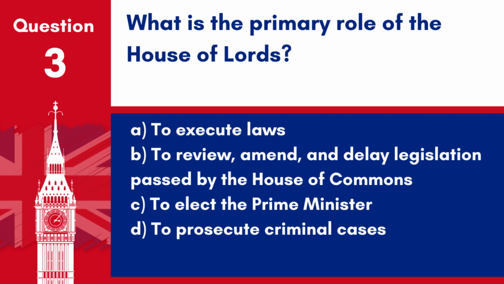Question 3. What is the primary role of the House of Lords? A. To execute laws. B. To review, amend, and delay legislation passed by the House of Commons. C. To elect the Prime Minister. D. To prosecute criminal cases.